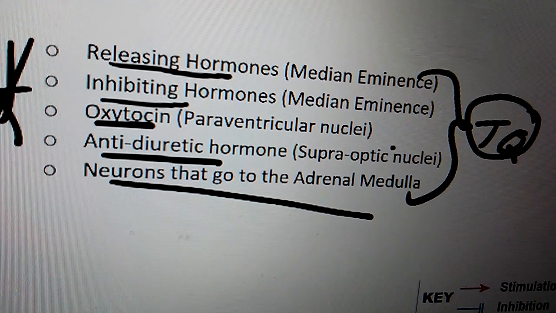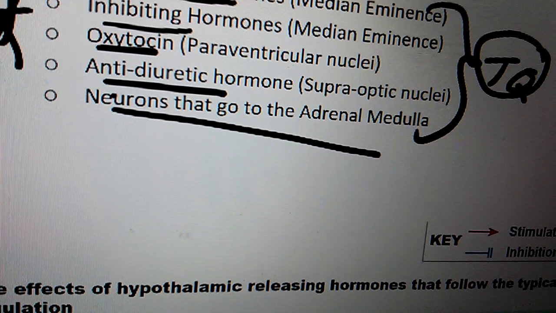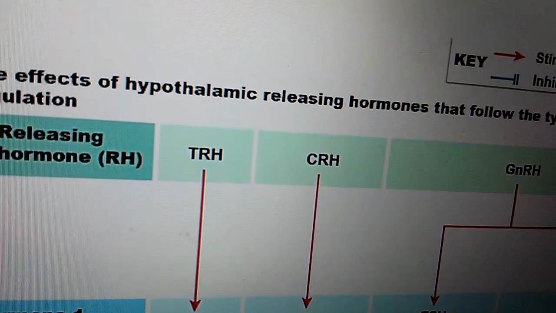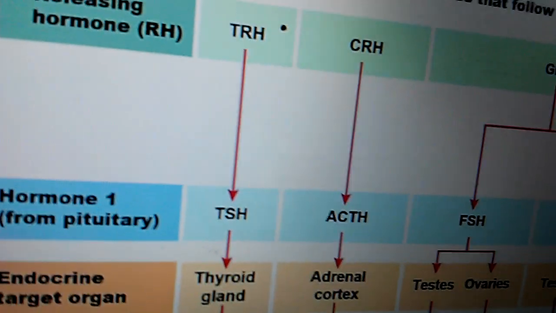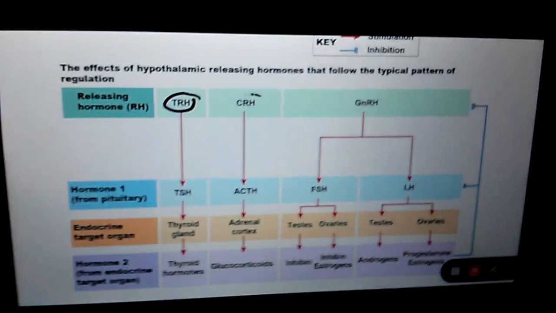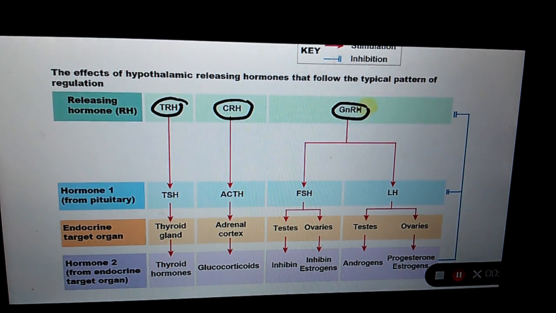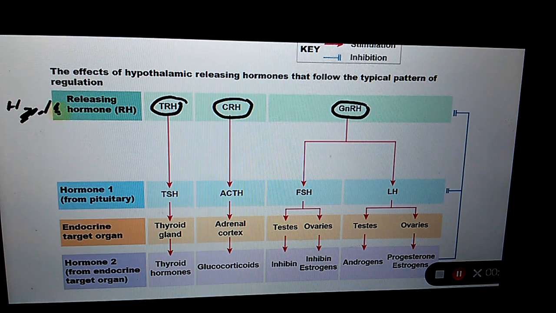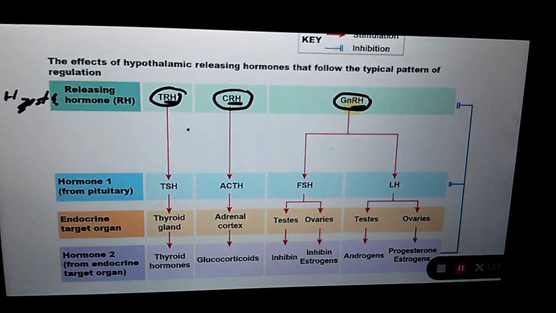So are there neurons that go from the hypothalamus to the adrenal medulla? Yes. Don't worry about the other details. Next. Thyroid releasing hormones are produced by the hypothalamus. Corticotropin releasing hormones are produced by the hypothalamus. GnRH, which stands for gonadotropin releasing hormone, is produced by the hypothalamus. Are they all releasing hormones? Yes. Here's RH, RH, and RH.